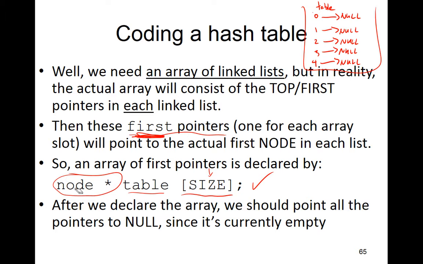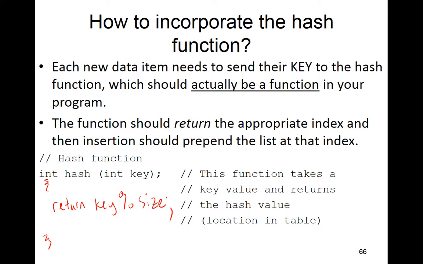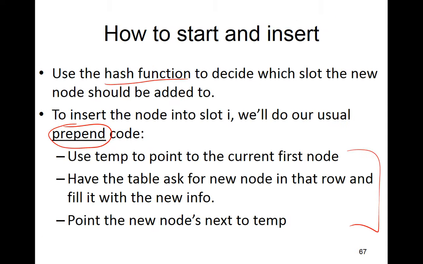So not nodes. The table itself does not actually hold any of the data. However, what does table hold? Table's an array, and each slot of the array is a pointer to a node. In fact, it's the first pointer in each of these developing lists. So just keep that picture in mind. We're obviously going to write this line in our code in a minute. The hash function is just a regular function.